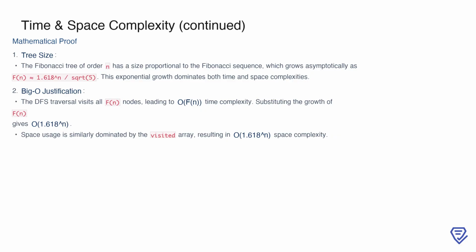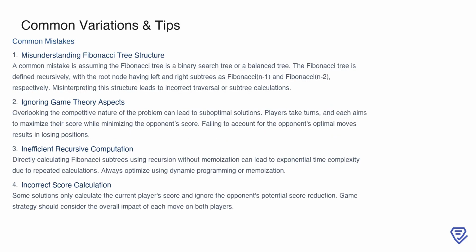completing our analysis. One common mistake when tackling the subtree removal game with a Fibonacci tree is misunderstanding the structure of the tree itself. Unlike a binary search tree or a balanced tree, the Fibonacci tree is defined recursively. The root node has two subtrees, the left subtree corresponds to Fibonacci n-1, and the right subtree corresponds to Fibonacci n-2.